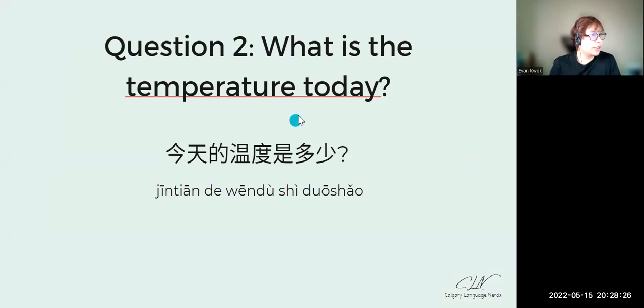Now, this is the second question. What is the temperature today? So again, 今天 is today. 的 is kind of giving a possessive. 温度 is temperature. So 今天的温度 is today's temperature. 是 is. And 多少 is how many or how much. It's a Chinese word for asking a question about numbers for a result. So 今天的温度是多少?